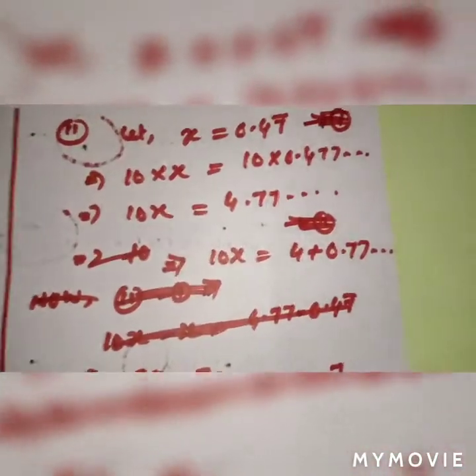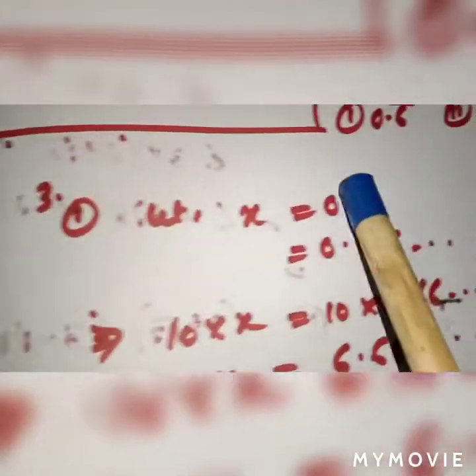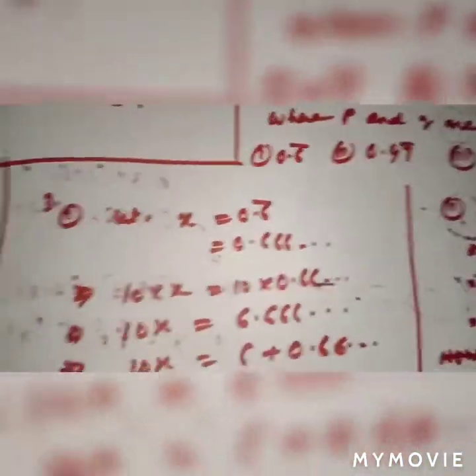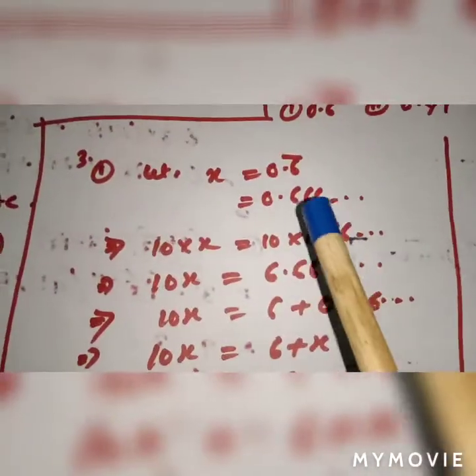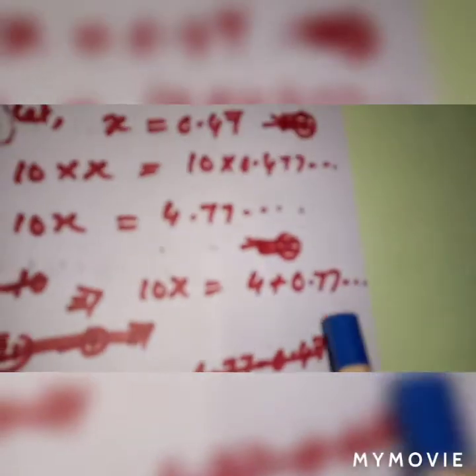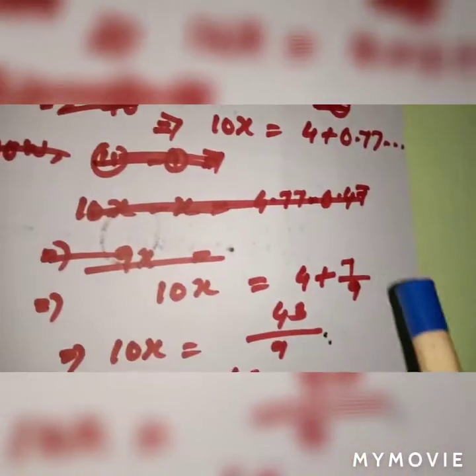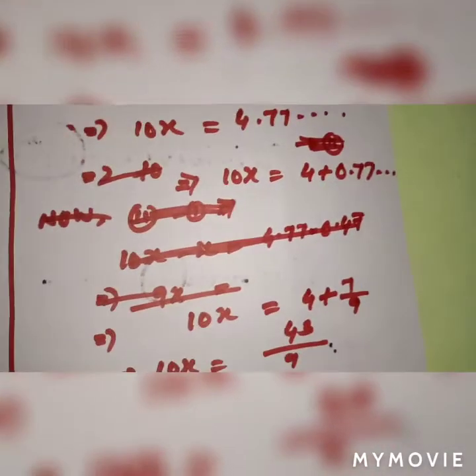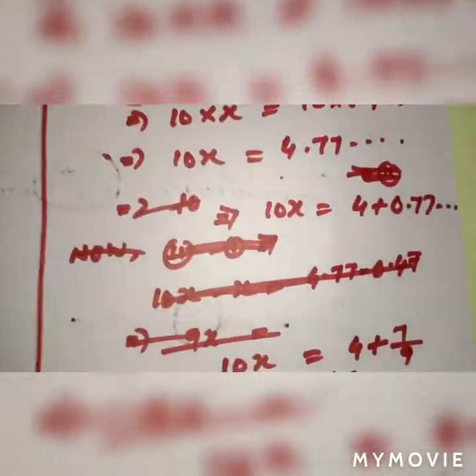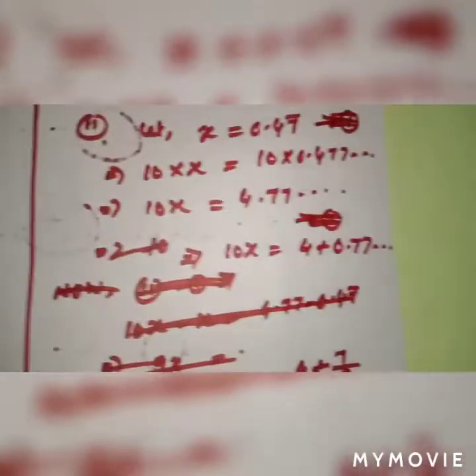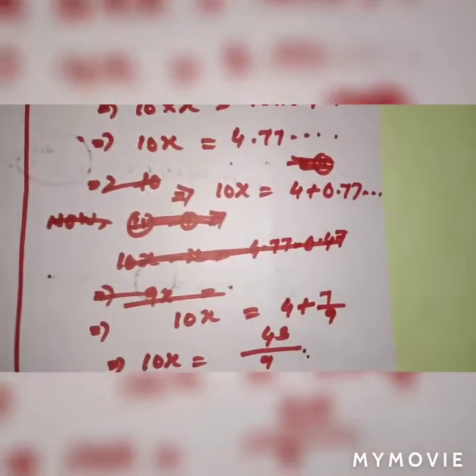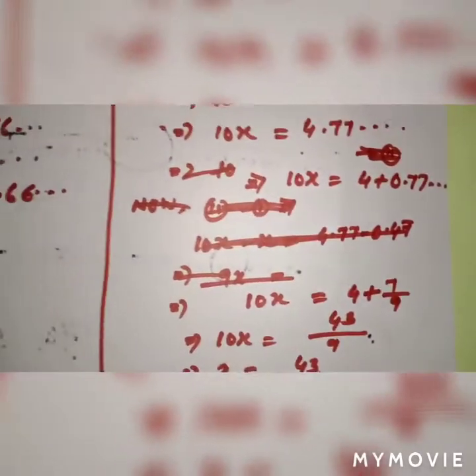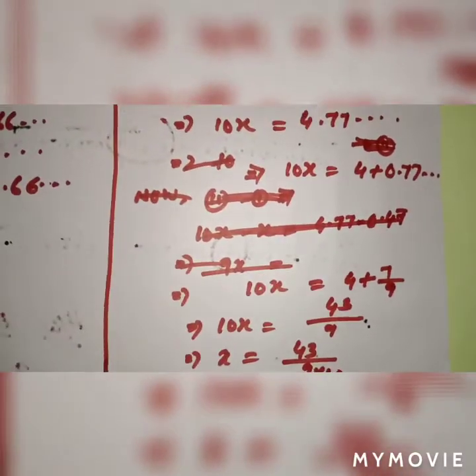Now it is interesting. Why? Because this 0.77 and this 0.66, they are similar or not? They are similar, so the result also will be similar. When it is 0.66, you are getting 6 by 9, so when it is 0.77, you have to write 7 by 9. If you are having confusion, do it yourself: like 0.66, try 0.77, then you will get 7 by 9. Not only this, if you are getting 0.888, the answer is 8 by 9. For 0.222, the answer is 2 by 9.